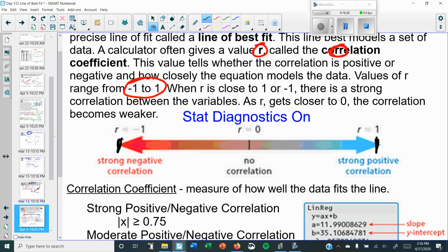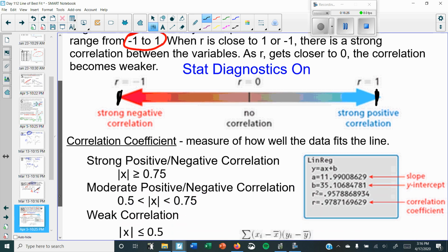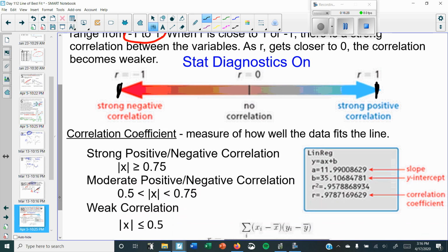So if you remember in the beginning of this chapter, I said the calculator was going to do most of the work. Well, the calculator will do most of the work. For example, if you were to type in all the data, which I'll show you in a second, and you get that the r came out to 0.98. Here's what that means. First of all, is 0.98 a positive number or a negative? Positive, because there's no negative symbol.